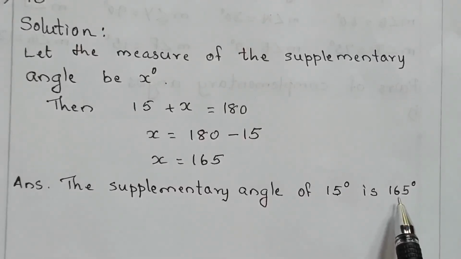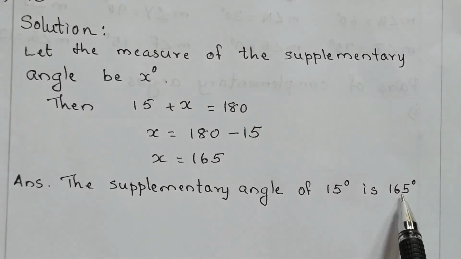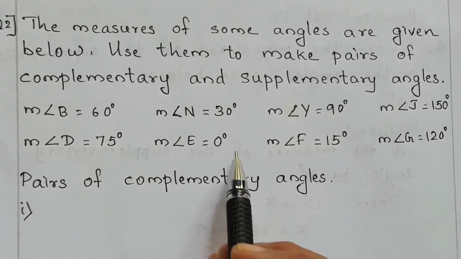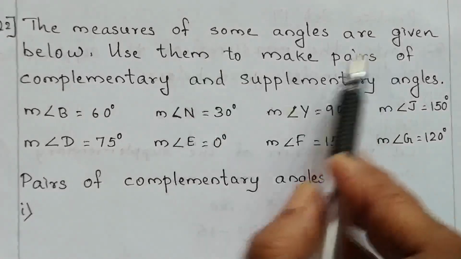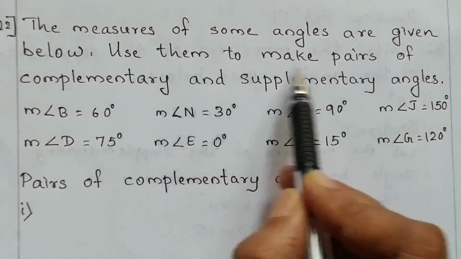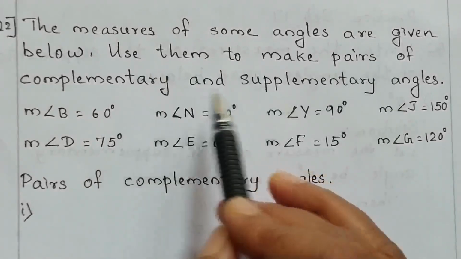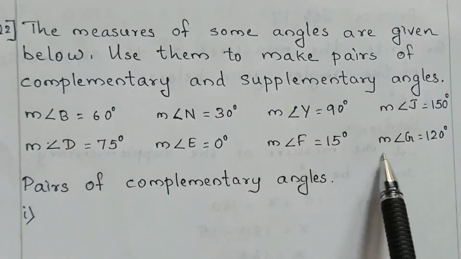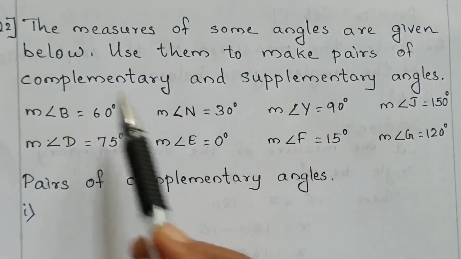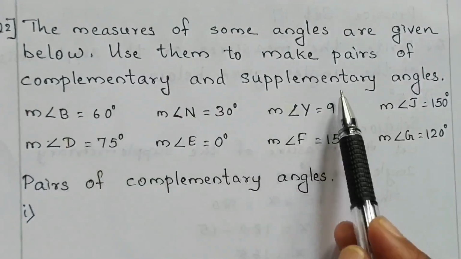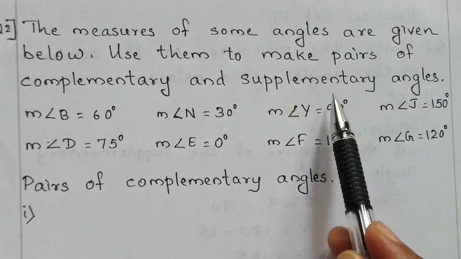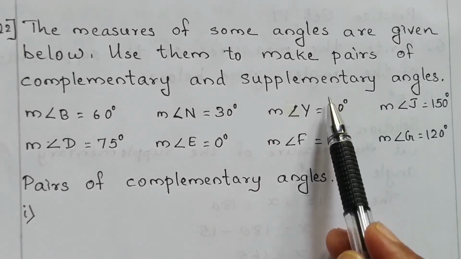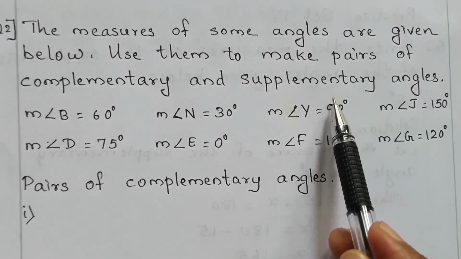The remaining questions you can complete on your own. Follow the same steps. The second question, the measures of some angles are given below. Use them to make pairs of complementary and supplementary angles. You have to form complementary and supplementary pairs. Complementary means the sum of the measures should be 90. Supplementary means the sum should be 180 degree.